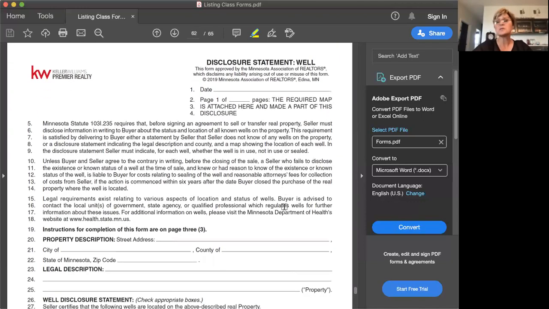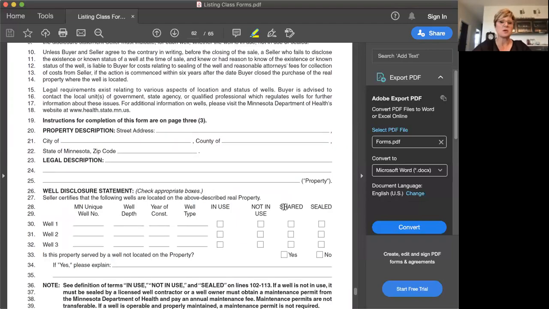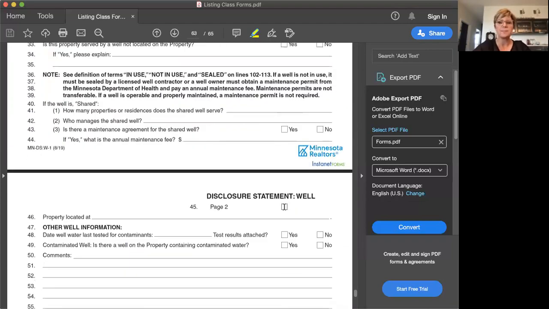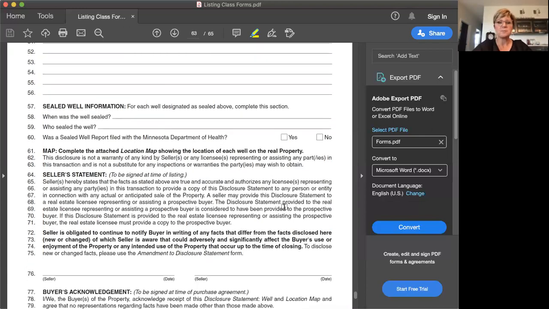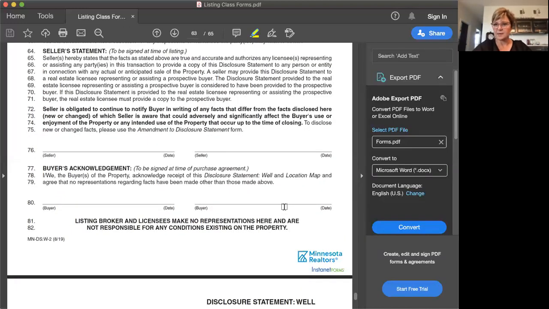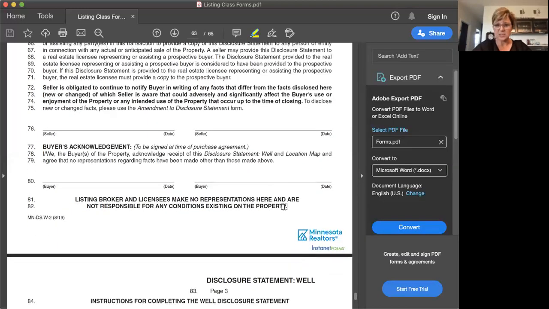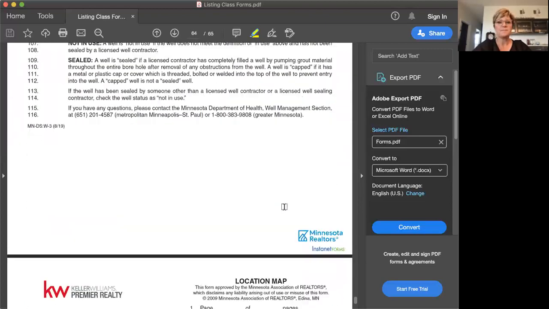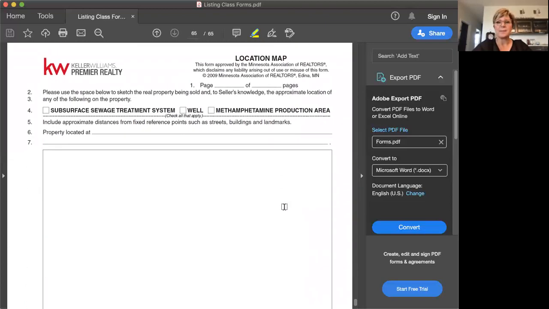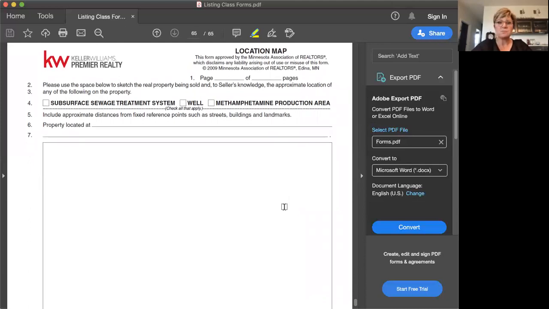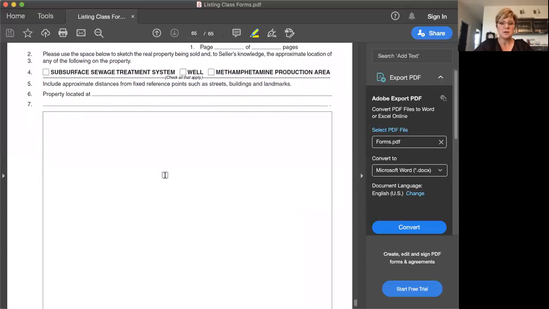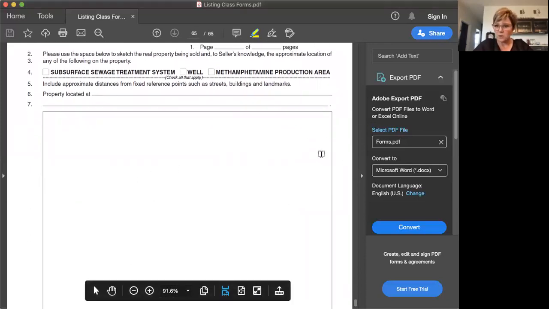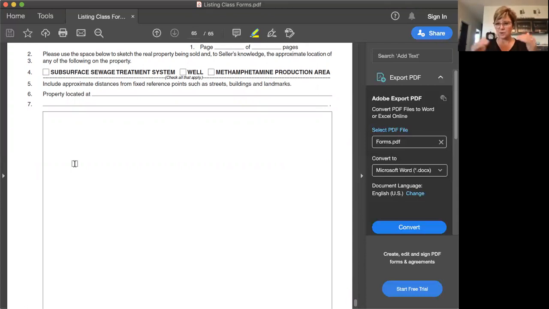And then this is the well disclosure statement. Same thing, it talks about the well depth, the well type, any other information about the well. They would sign it, and then the buyer would sign it when they present an offer. Okay, and then here's the location map. Your seller should be doing a nice little drawing of where their house is and where the well and where the septic system sits on that property, so that it gives the buyer an indication of where those systems are.